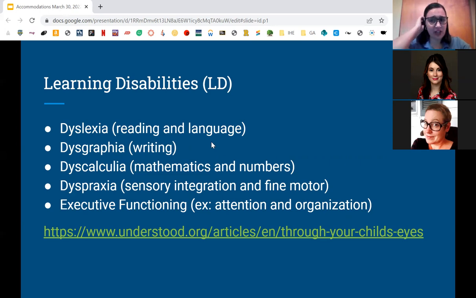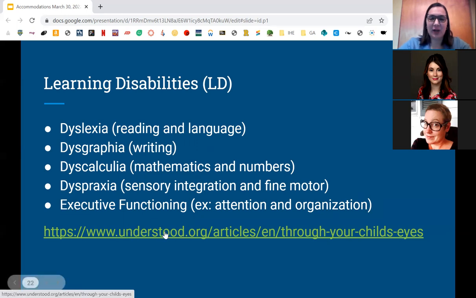And then executive functioning often accompanies many learning disabilities, or it can be present in and of itself, with difficulties with attention or organization or other executive functioning skills. When we meet in 2 weeks, we're going to talk a little more in depth about executive functioning, because this is a really big area that a lot of college students struggle with, not just college students with disabilities. So we're going to talk about how to promote executive functioning in 2 weeks when we meet.